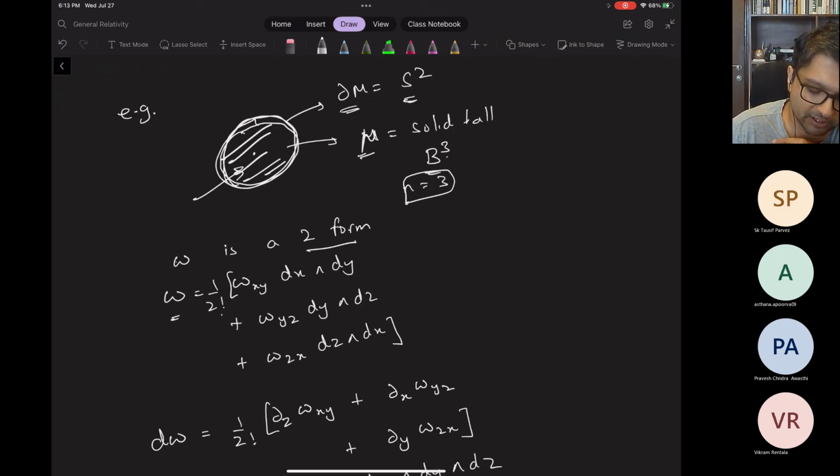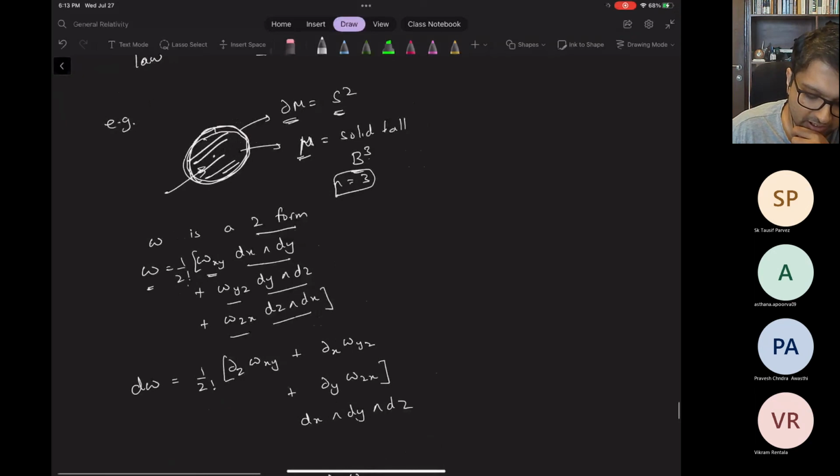So omega can be written as 1 over 2 factorial omega xy dx wedge dy, omega yz dy wedge dz, omega zx dz wedge dx. d omega is now 1 over 2 factorial, partial z omega xy plus partial x omega yz plus partial y omega zx, dx wedge dy wedge dz.